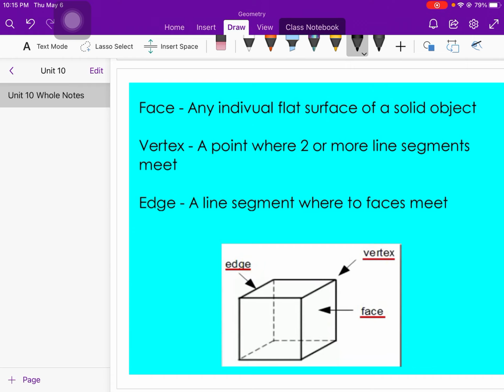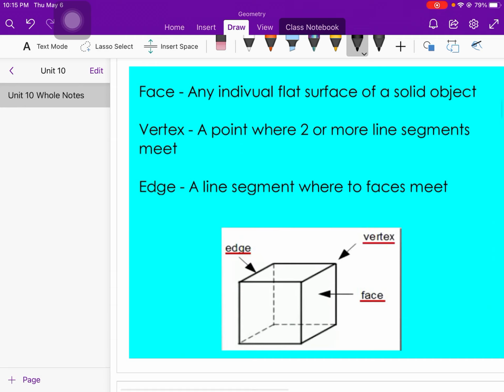A face is any individual flat surface of a solid object. You've probably heard that word before. So the different sides, and you can have multiple faces. A vertex is a point where two or more line segments meet. So that's kind of like the corner points where these line segments are intersecting each other. And then the edge is a line segment where two faces meet. Now notice, this is a cube, so I have 6 different faces. This would be an edge because it's where this face and this face here meet. So there's multiple edges as well.